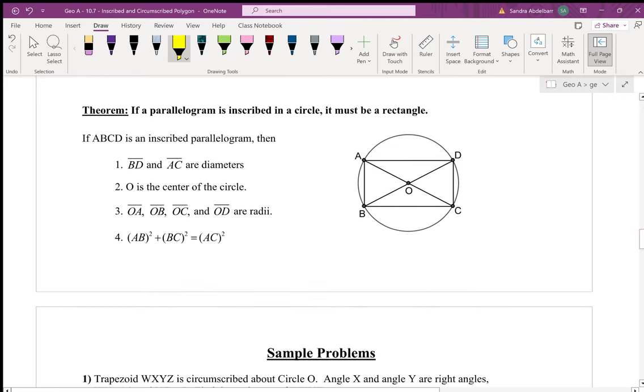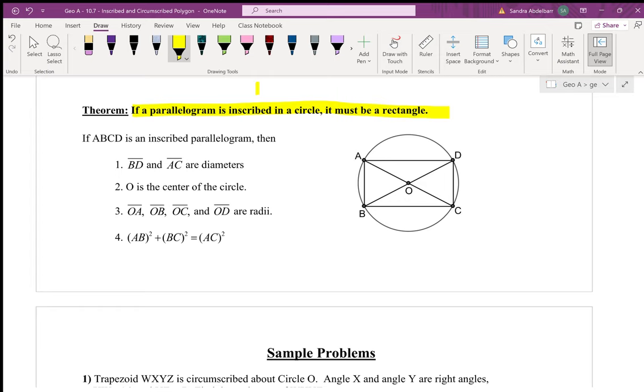All right, this is a big one. If a parallelogram is inscribed in a circle, it must be a rectangle. So if we have a quadrilateral inscribed in a circle, we know the opposite angles are supplements. But now I'm going to elevate this. I'm going to say, if I have a quadrilateral, not just any quadrilateral, if I have a parallelogram inscribed in a circle, then that parallelogram must be a rectangle.